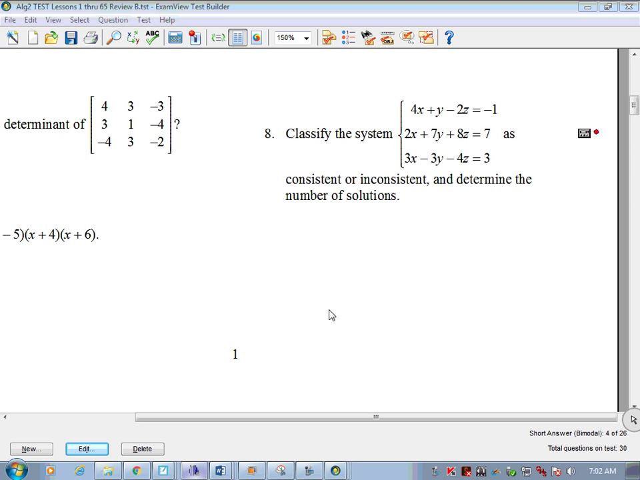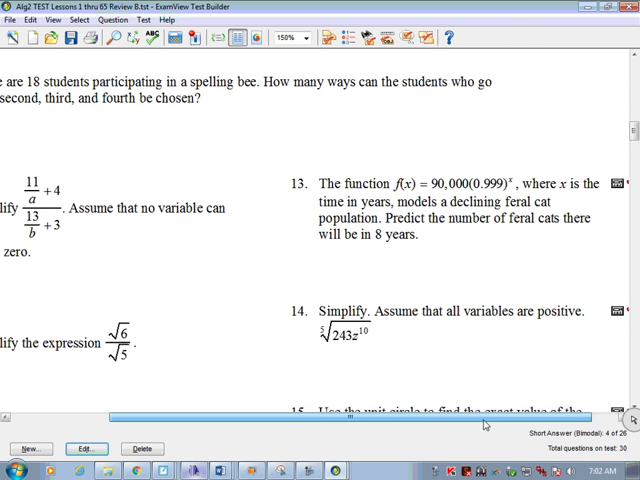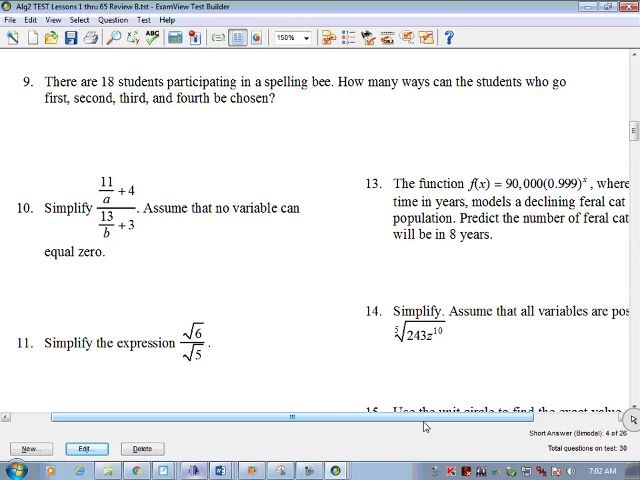All right, ready for number 9. There are 18 students participating in a spelling bee. How many ways can the students who go first, second, third, and fourth be chosen? All right, first, second, third, and fourth. Well, 18 of them could go first, but once somebody goes first, only 17 of them can go second. And once that person's been chosen, only 16 are available to go third. Once that person's been chosen, only 15 are available to go fourth. So 18 times 17 times 16 times 15 to me is the easiest way to find that.